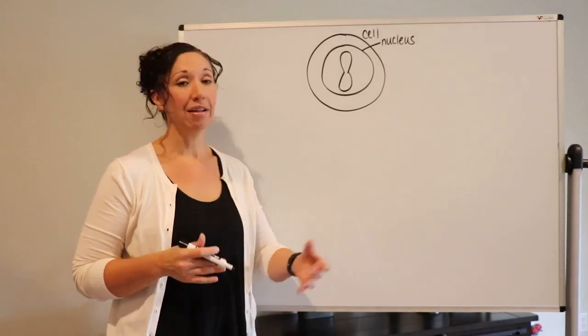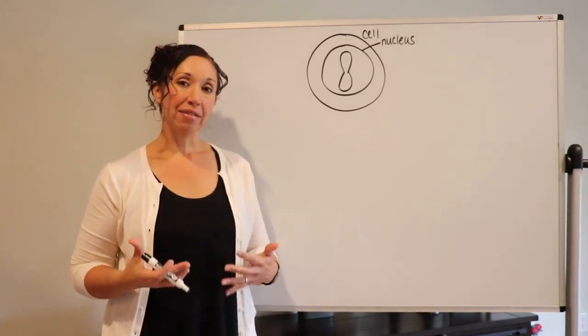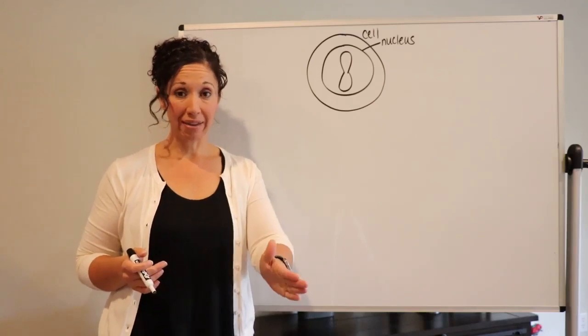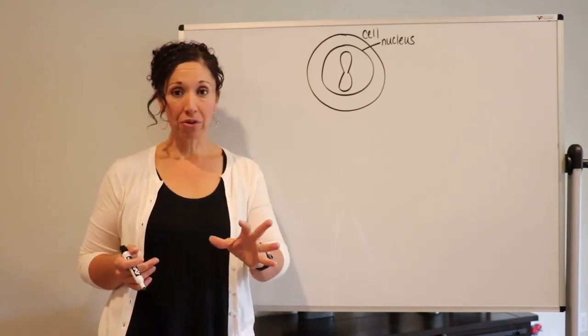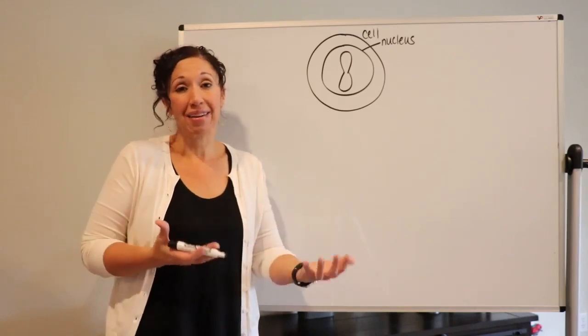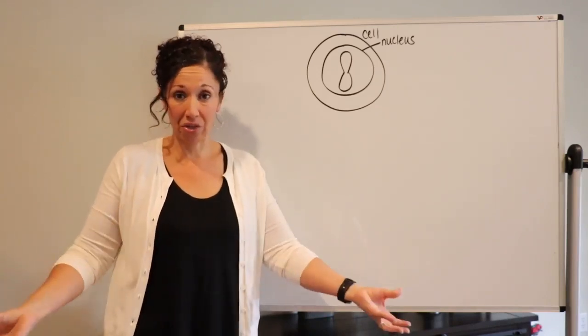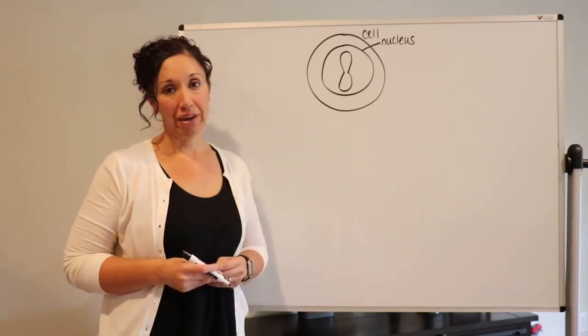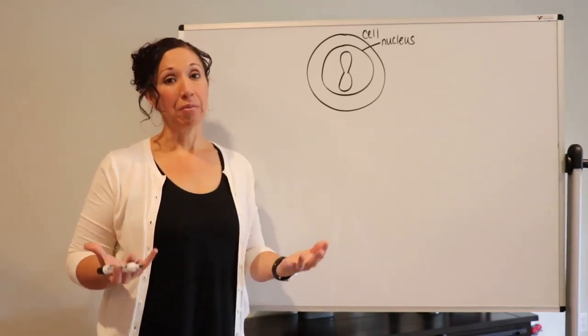Say it's a liver cell, and something tells this liver cell it's time for you to divide. You need to split because we need more of you. There may have been an injury. Cells have a certain lifespan and then they die, so they need to split and do their thing. So something has told this cell it's time to divide. It's time to undergo mitosis.